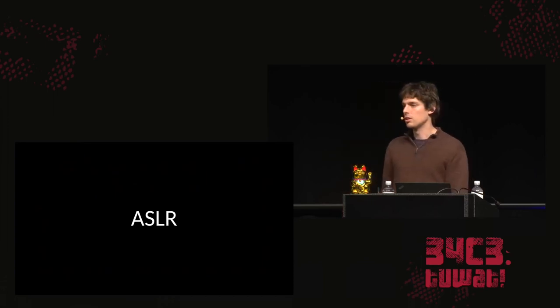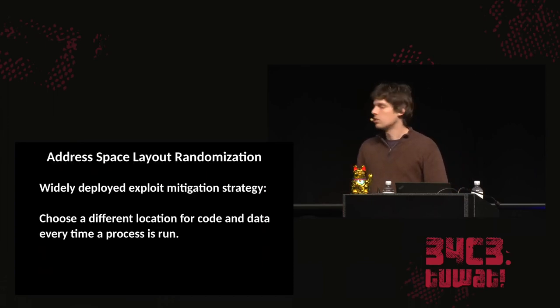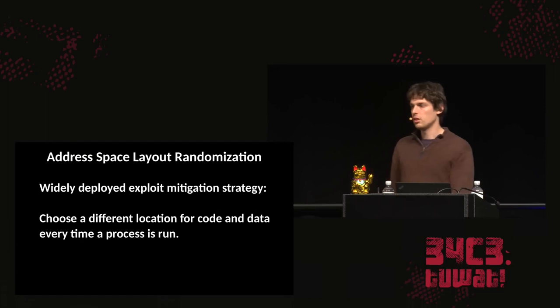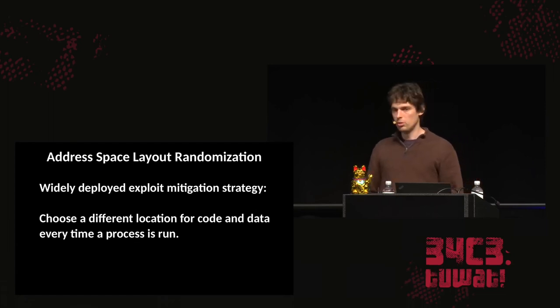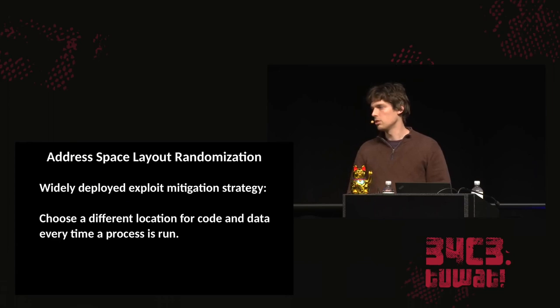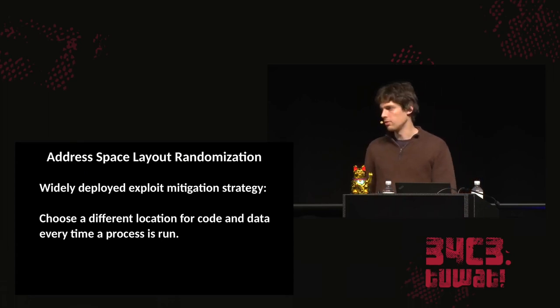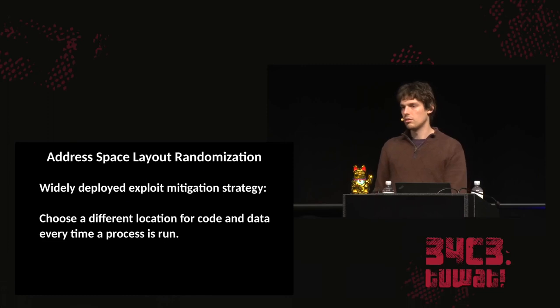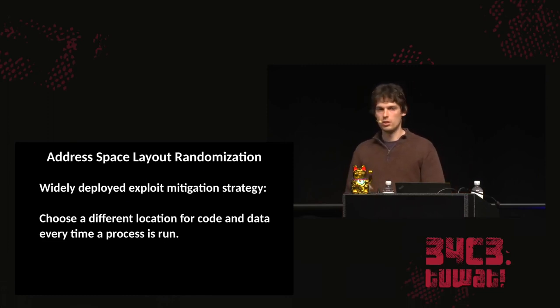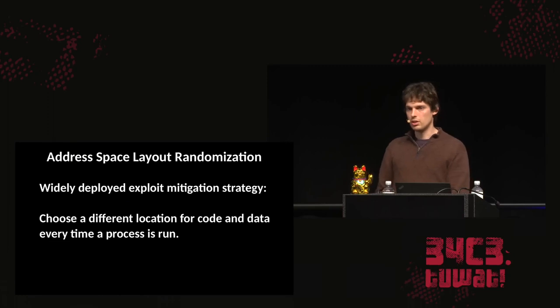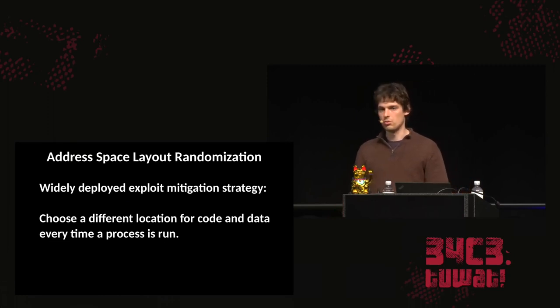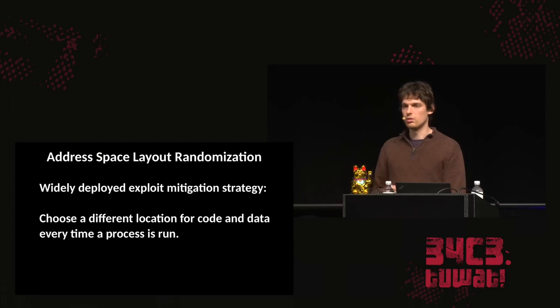So this talk is about attacking ASLR, which is short for Address Space Layout Randomization. It's an exploit mitigation technique, which, as far as deployment is concerned, is one of the success stories. Since it was introduced, it has been widely adopted, and it makes exploitation somewhat more difficult. The way ASLR makes it more difficult is that it changes the location of code and data usually every time the process is run, so that an attacker cannot rely on certain addresses to be the same all the time.